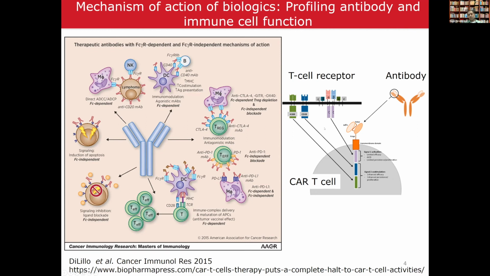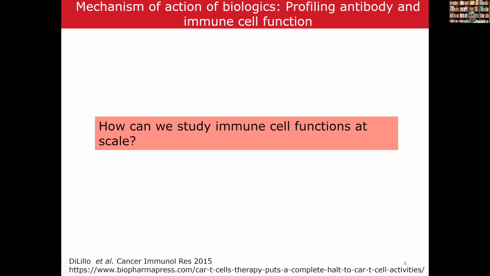Now, with the evolution of T cells as drugs, and specifically CAR T cells or tumor-infiltrating lymphocytes, CAR T cells, of course, have this happy marriage between an antibody and a T cell receptor leading to drugs. Nobody really understands the true mechanism of action of all of these. And so one of the questions my lab is very interested in, and has been for the last 10 years, is how can we study the functions of immune cells at scales across thousands of cells?